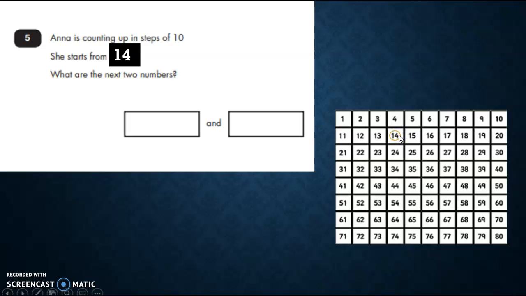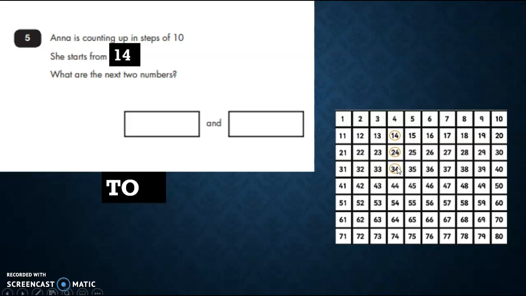Now if I'm counting in steps of 10, I just go to the number underneath, because the 1s stay the same, the 10s just get bigger. Okay, so if I added a 10, the first number would be 24. And then if I added another 10, the 1s stay the same because we're adding 10. The 10s get 10 bigger. So 24 goes to 34.